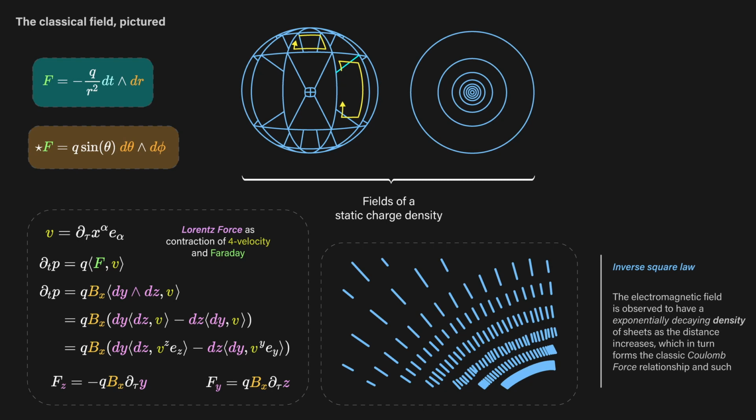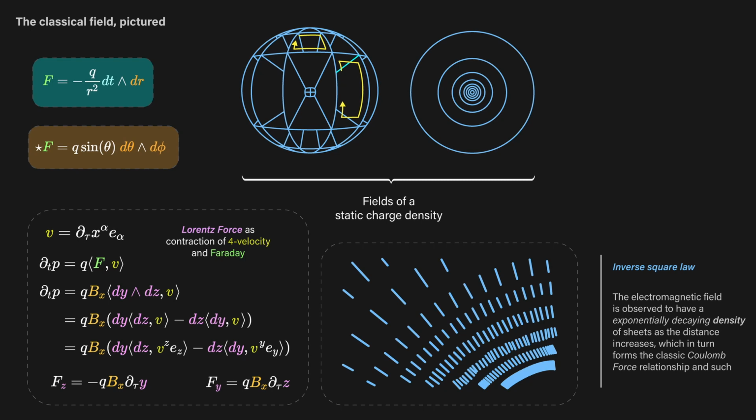And that actually is what gives rise to the inverse square law. If you took a cross-section of this flux tube structure, you see that because the density decays exponentially, less and less sheets are pierced, and so there are less and less contributions to the action as the particle travels along different distances across the electromagnetic field.